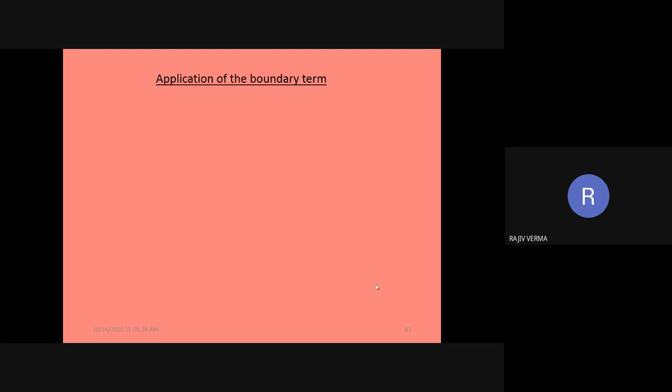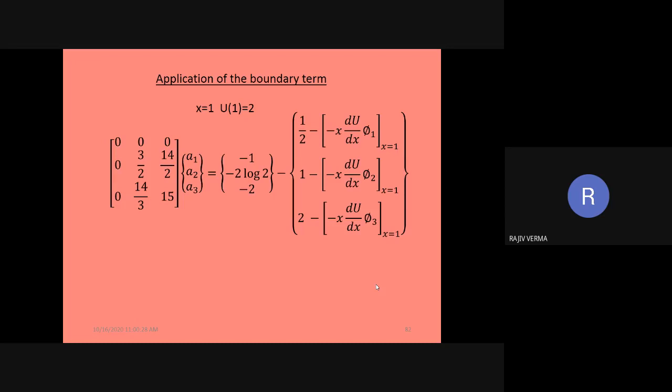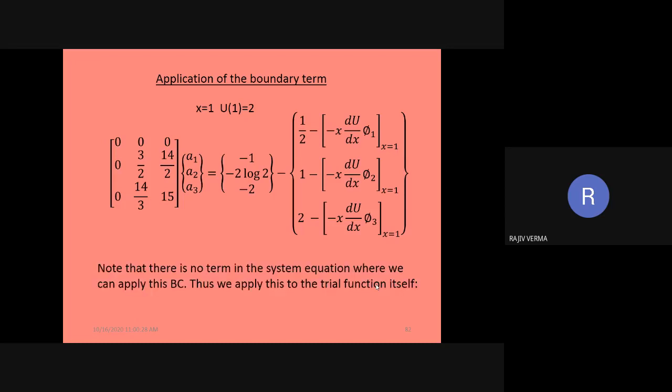Now, application of the first boundary condition that is prescribed at x is equal to 1. The value of u happens to be 2. This is the equation on display. Note that there is no term in the system equation where we can apply this boundary condition. Thus, we apply this boundary condition, that is the first boundary condition, to the trial function itself.